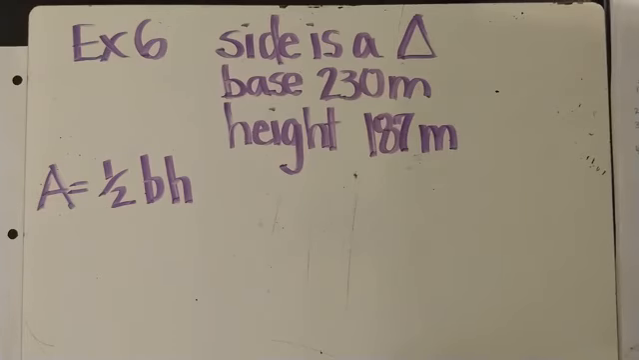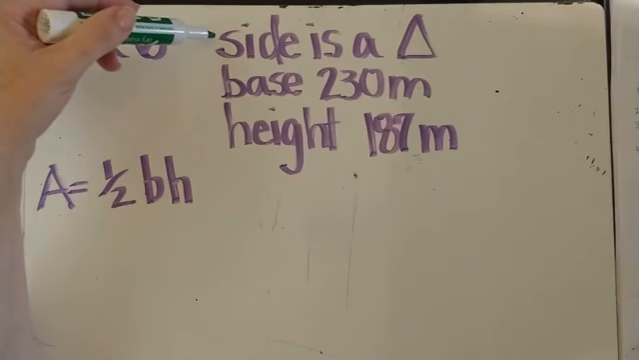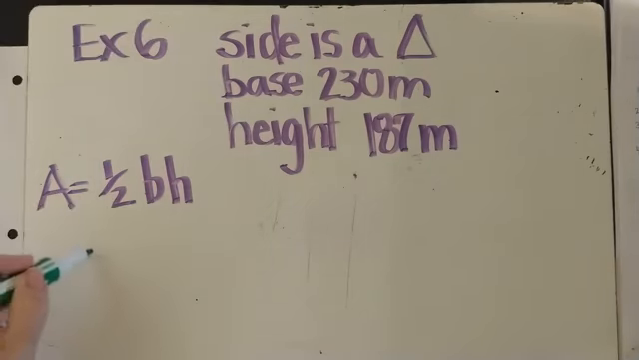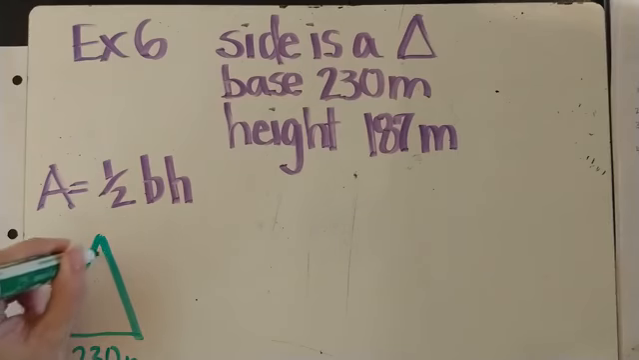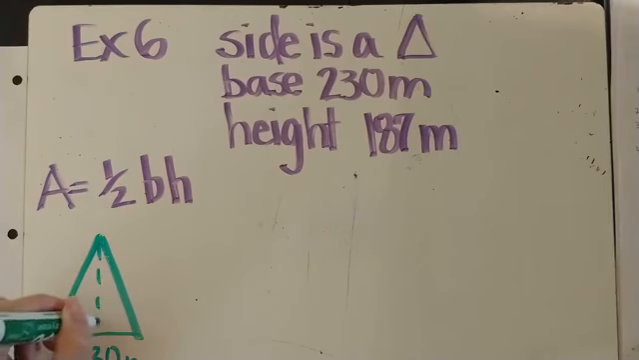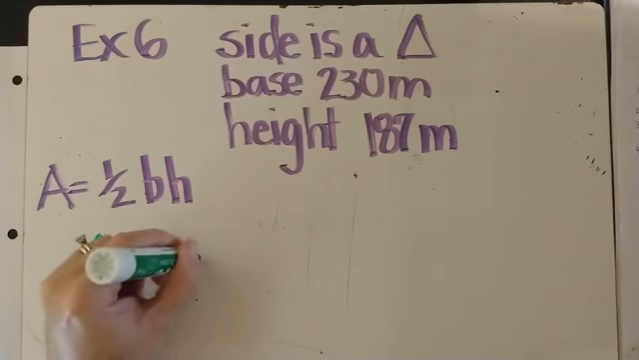Write and evaluate an expression. So we are writing an expression for the side. I went ahead and wrote down some important information that I picked out of the word problem. We know that each side of the pyramid is a triangle. So I like to draw pictures to help me see what I'm working with. And it says the base is 230 meters and its height is 187 meters.